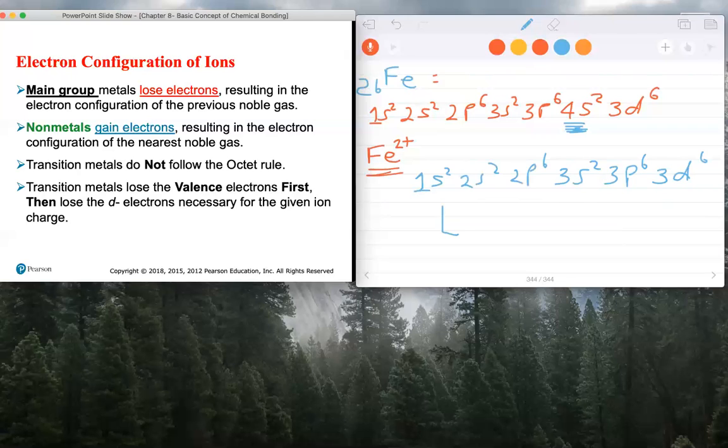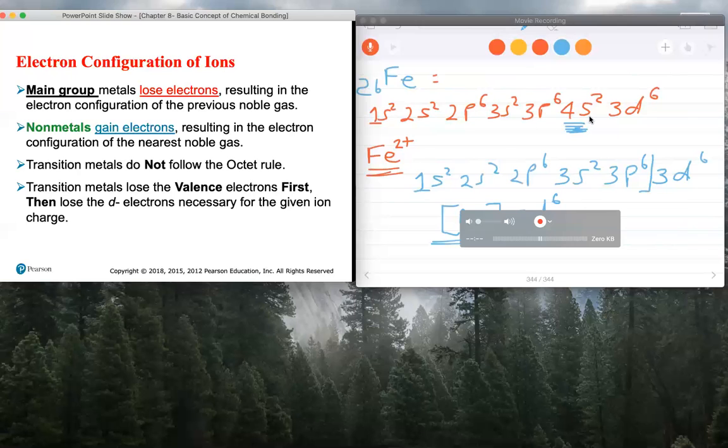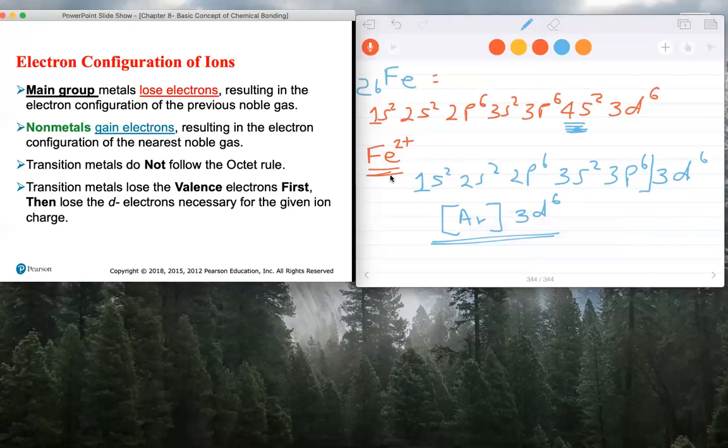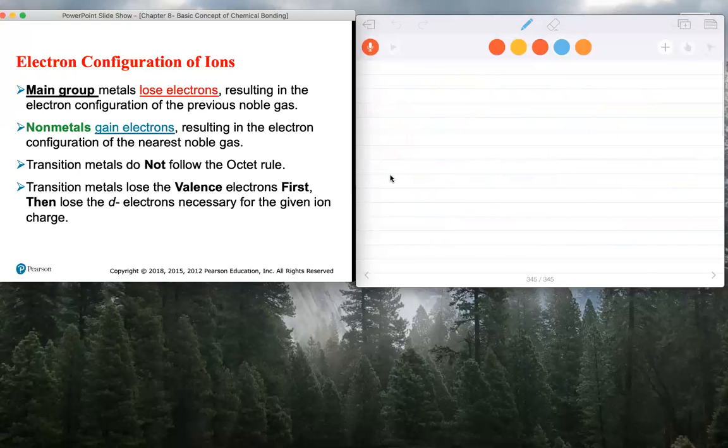I could also use argon, which takes care of 18 electrons up to this point. We have 18, and then just put 3d6. In the exam, you may see a question asking what the electron configuration of this is, and somebody will give me the other one, and that will be wrong. You have to know how to write the electron configuration for ions. The outer or valence electrons get lost first for transition metals. Transition metals lose the valence electrons first and then lose the d electrons.